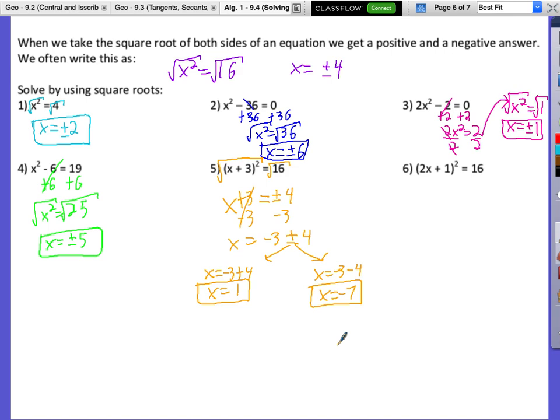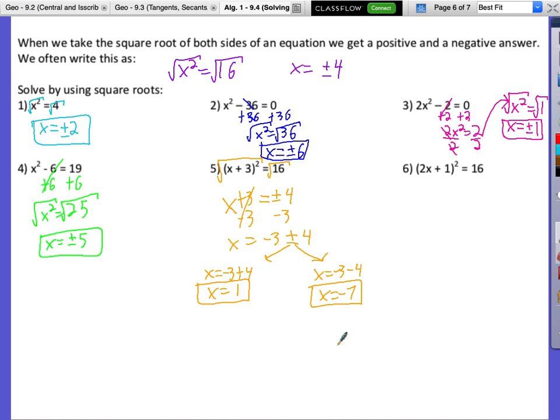We've had two answers the whole time. What? They've just been positive and negative 5. Because is positive 5 the same thing as negative 5? No. So it's really been two answers the whole time. We just wrote it positive and negative. All of these have had two answers.